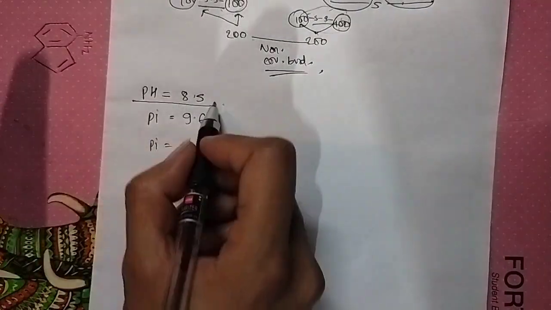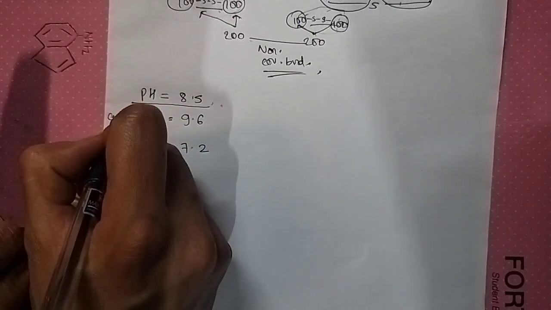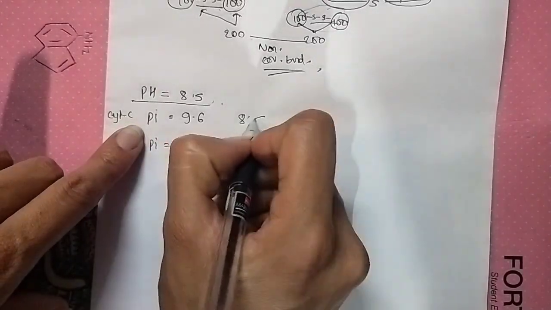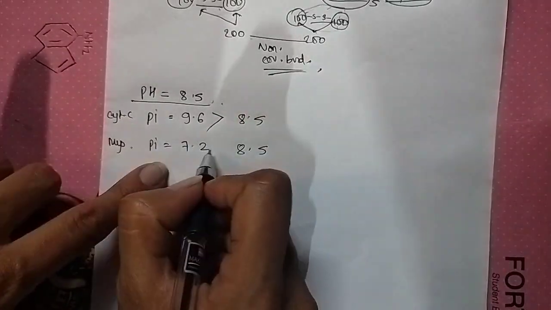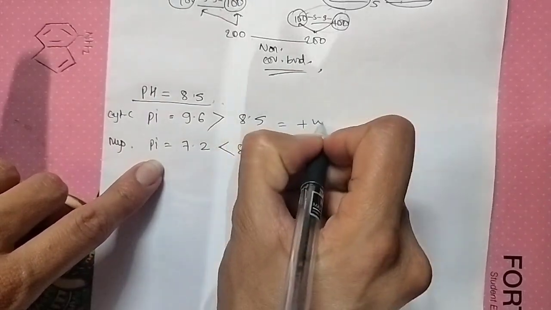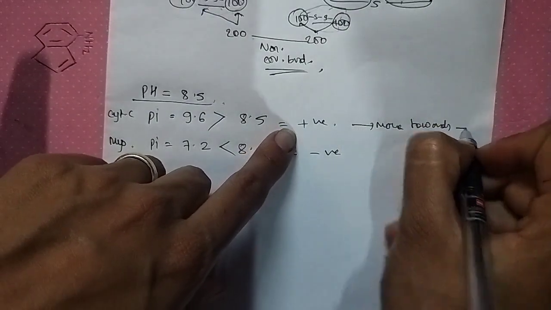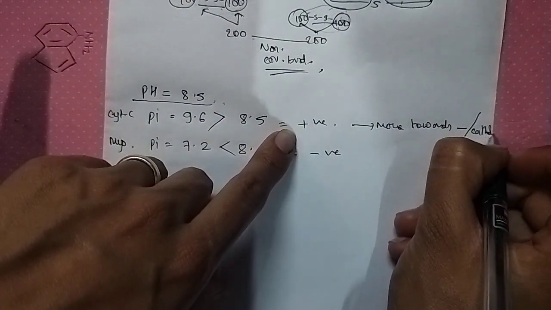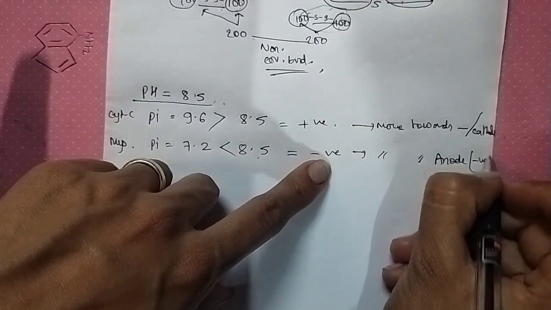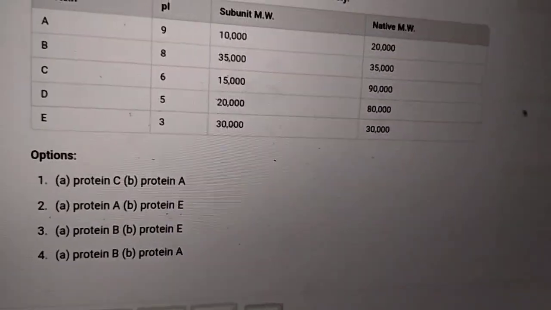So given pH is 8.5, pI of cytochrome C is 9.6, and myoglobin is 7.2. So 8.5 is greater than 7.2, here pH is greater. So this becomes negative, this becomes positive. So it will move towards negative or cathode, and this will move towards anode or positive. So let us move to another question.